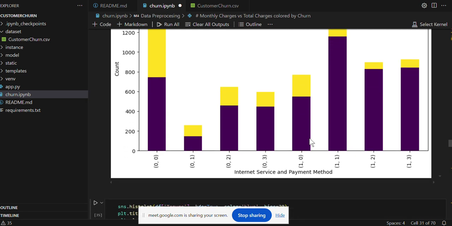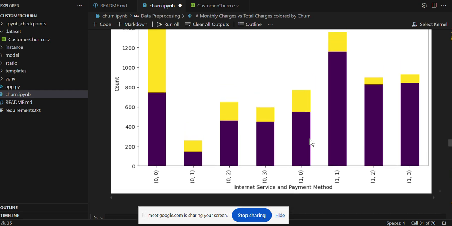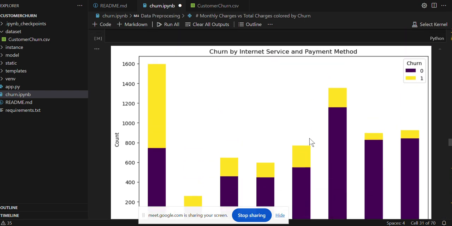Look at the class of 0, the first bar. What's the first bar? Go up, you see what the first bar is. Can you see? Zero. Can you see where one stops? That means churn is higher for that first bar.